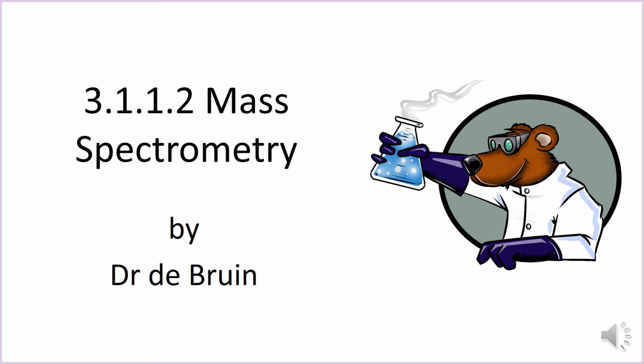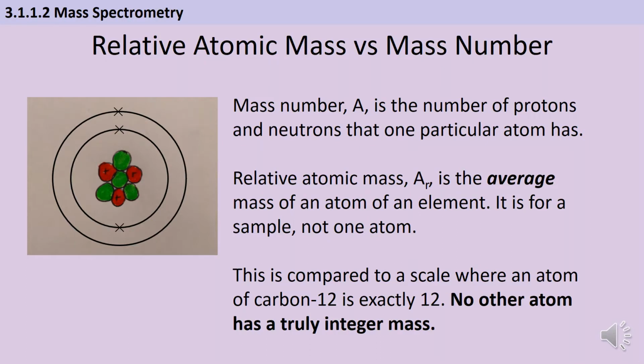In this video, we're going to be covering the A-level chemistry topic of mass spectrometry. You can't talk about mass spectrometry without talking about relative atomic mass or relative molecular mass or relative formula mass. And so it's important before we start that you appreciate the difference between relative atomic mass and mass number.